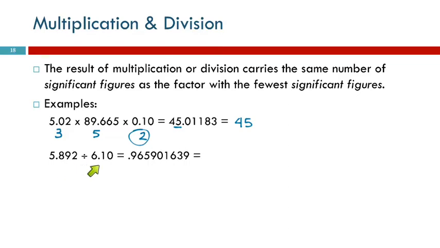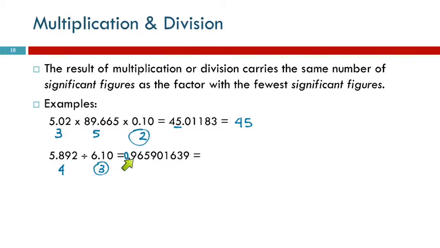5.892 divided by 6.10. Your calculator is going to give you something like this. So we're going to look at this first number. How many sig figs does it have? 4. And 6.10 has how many? 3. Which is smaller, 6 or 3? I mean 4 or 3? 3. This is the smallest. So then in this number, there really should be a 0 here. That 0 just calls attention to the decimal point. That's not a significant figure.